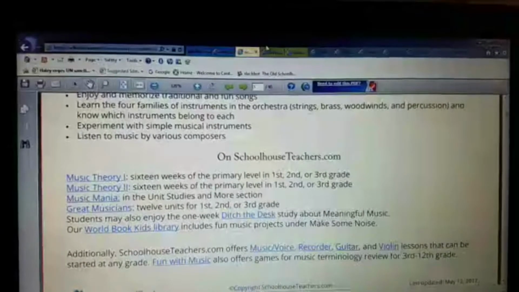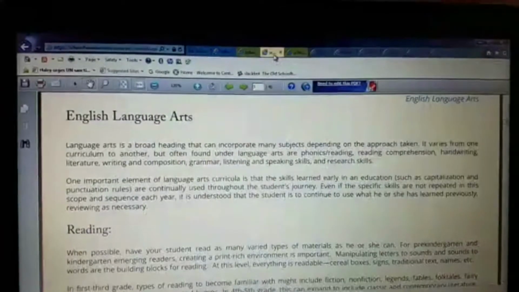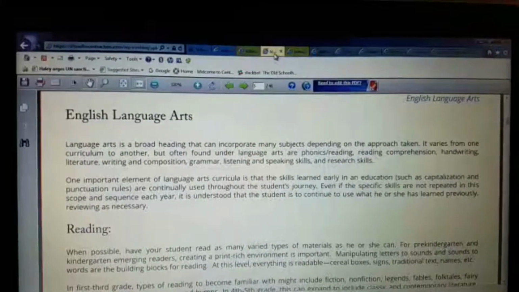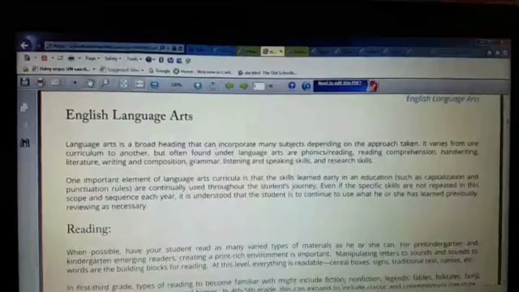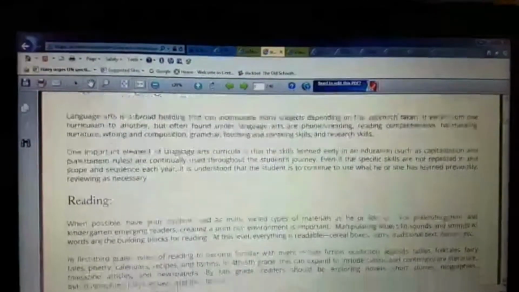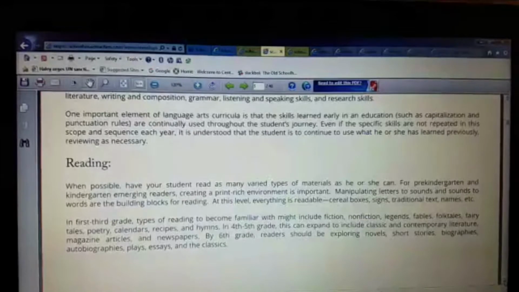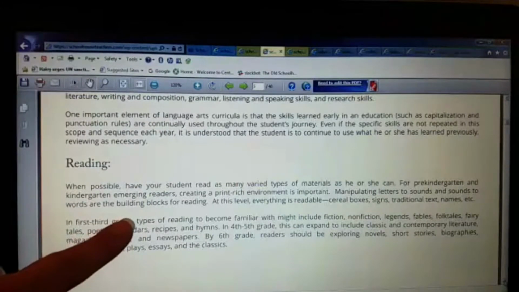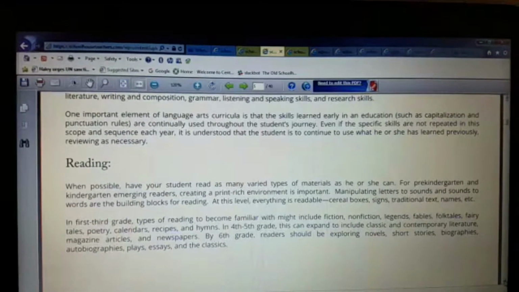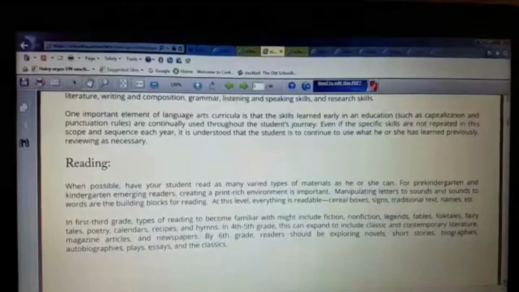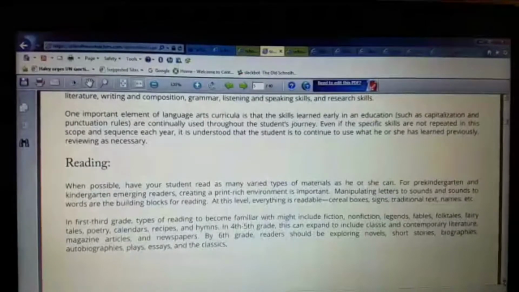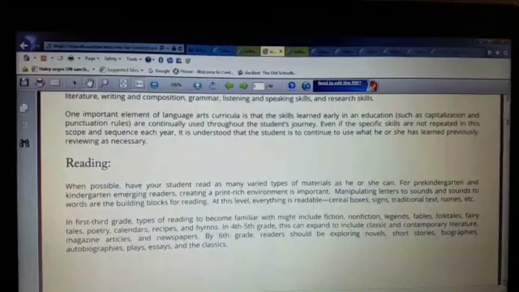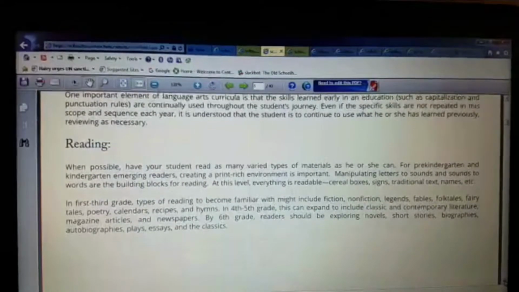Now, the next section it's going to show me is language arts. This incorporates lots of things, including reading. Now, it's going to tell me my student needs to read varied types of materials. Sometimes I need to read to them. Sometimes they need to read. They need to read the things around them, like cereal boxes and signs. And they need to become familiar with what is fiction and nonfiction and fables and folk tales.